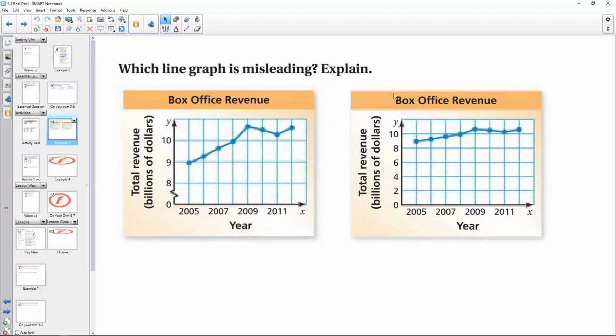So which one is misleading if I look at these two? If you look here, there's this little break. So it almost looks like there's a huge increase, but really I'm just going from 9 to 10, right? It's not that big, but it looks huge. So this is a misleading graph. These actually indicate the same information. This is more realistic. If you looked at a newspaper or a magazine, if they're trying to prove a point that things are going up fast, they probably will show you this graph, even though it's the same as this.